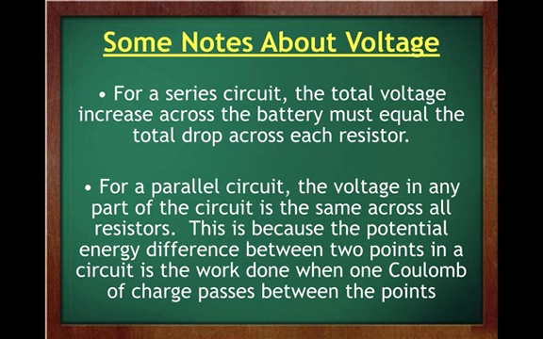In parallel, it's different because the voltage in any part of the circuit is the same across all resistors. The reason is that the potential energy difference between two points in a circuit is the work done when 1 coulomb of charge passes between the points. So at each of the junctions, each of the paths of the parallel circuit, you have the same voltage available because you have the same potential energy to cross through each of those paths.